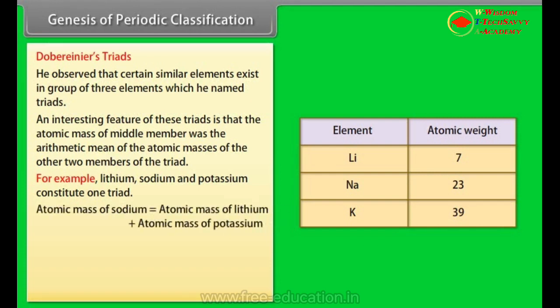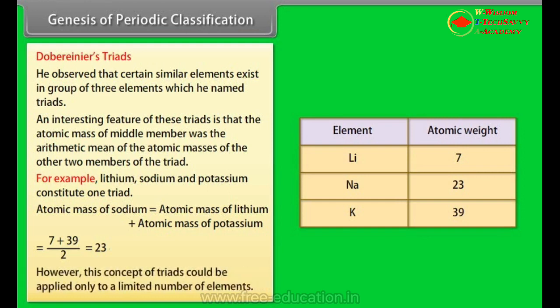Atomic mass of sodium is equal to atomic mass of lithium plus atomic mass of potassium by 2, which is equal to (7 + 39)/2, which is equal to 23. However, this concept of triads could be applied only to a limited number of elements.